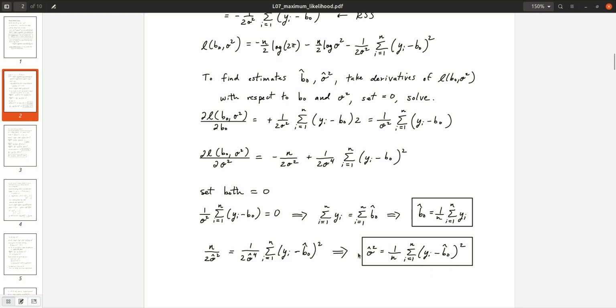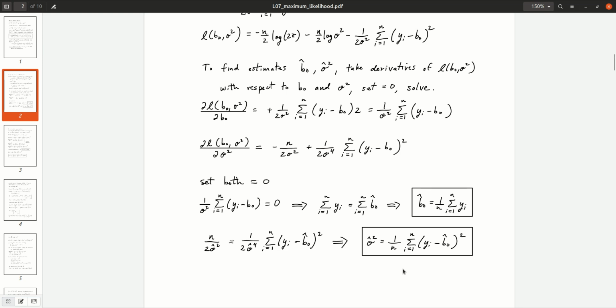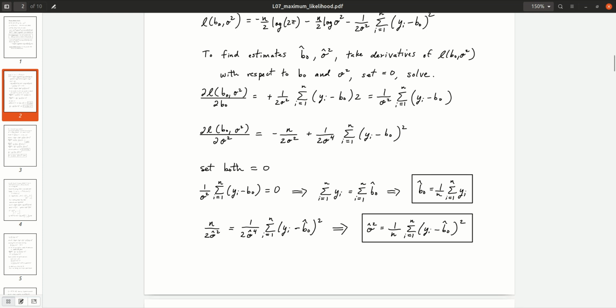Now, when we did this before, the unbiased estimator had a 1 over n minus 1. So the maximum likelihood estimator is a little bit different. Instead of dividing by n minus 1, we divide by n. So that's a little bit different.